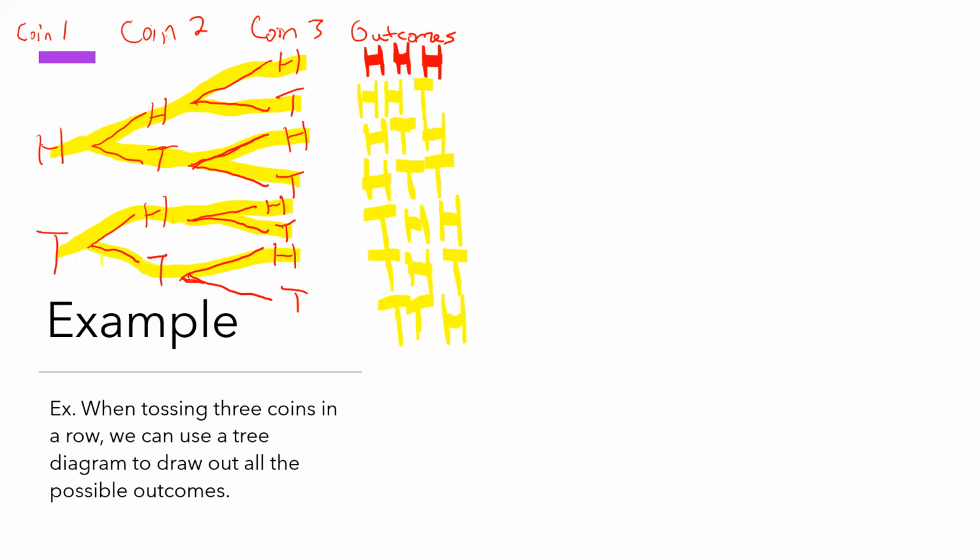And I apologize, I know it's a little slow. And the last one is tails, tails, tails. So there are all the 8 outcomes there. So that's how we do a tree diagram.